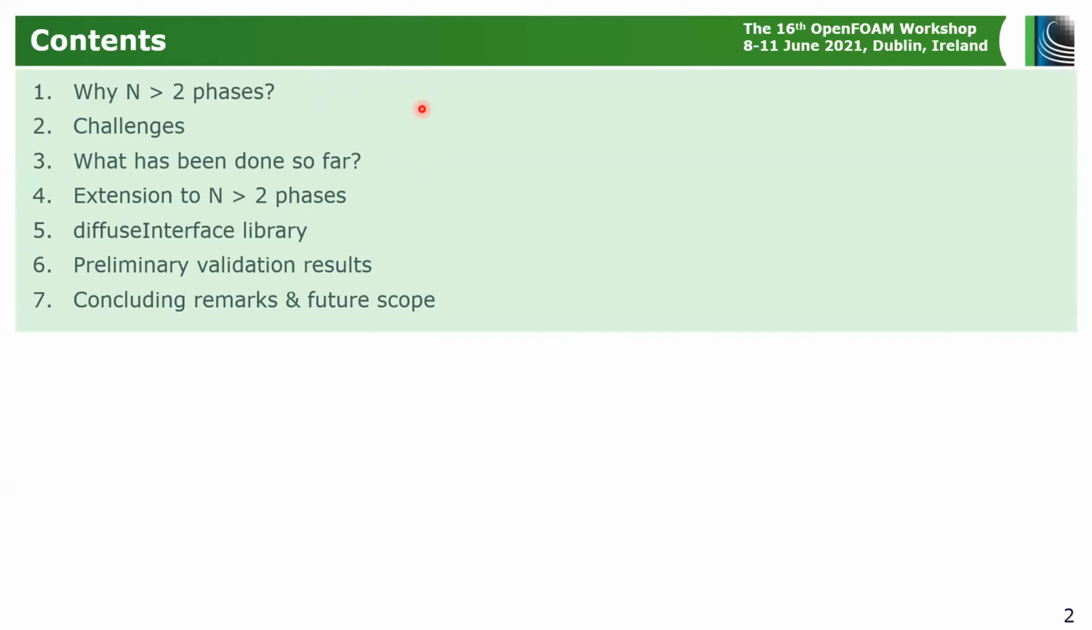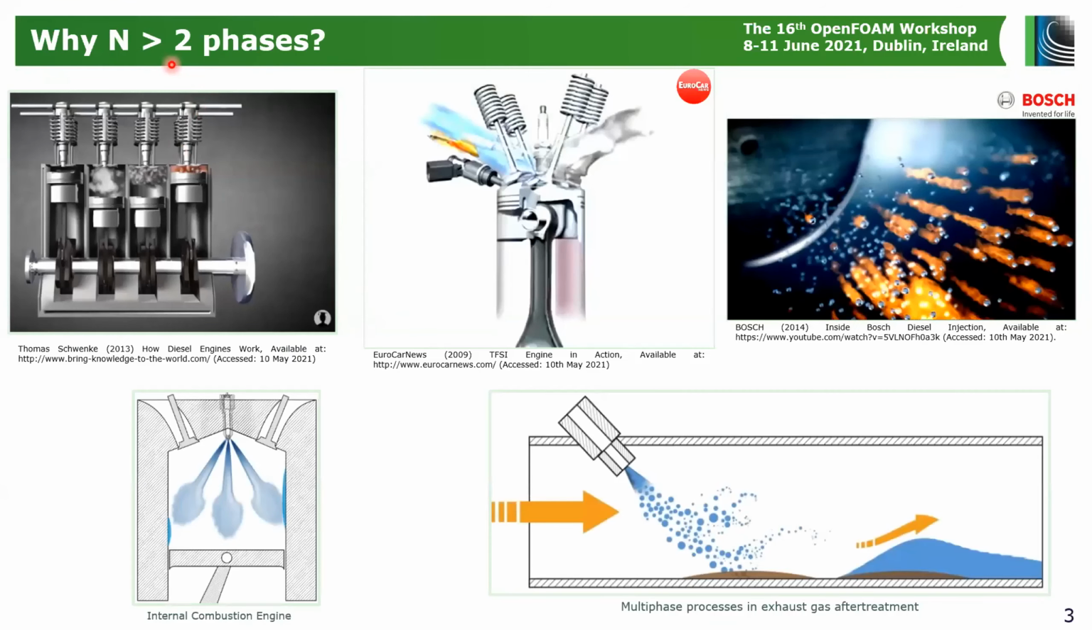So here are the contents that I will be covering. The first one is why we are extending our solver to cover more than 2 phases. What are the challenges involved? What has been done so far? Our methodology of extension, the library that is developed, and some preliminary validation results. So why are we extending our solver to cover more than 2 phases? The reason is the application areas that we are looking at.